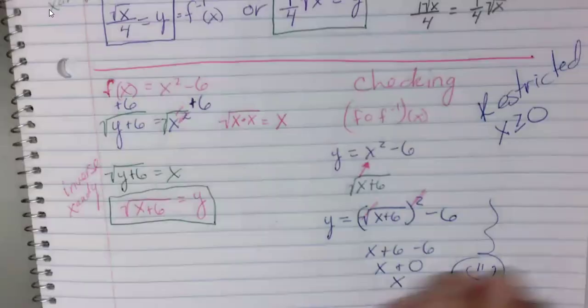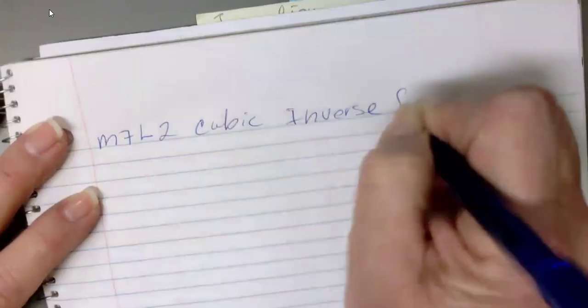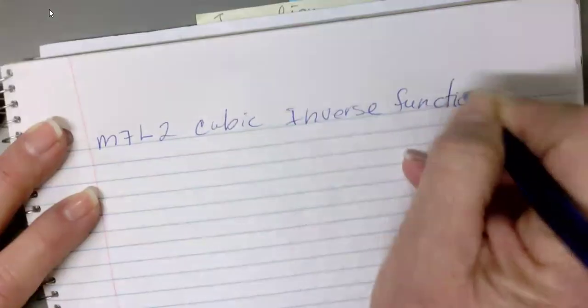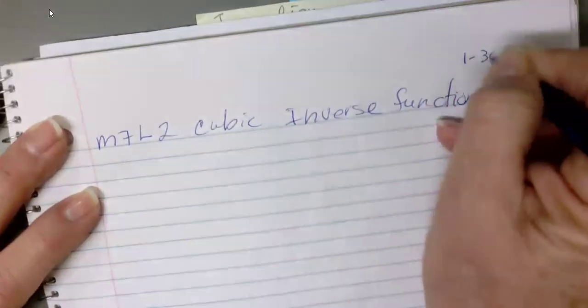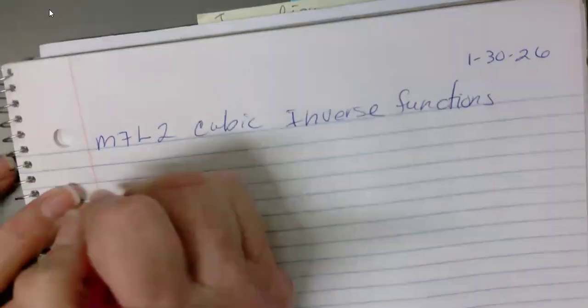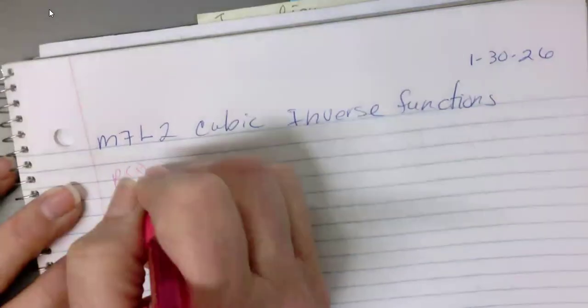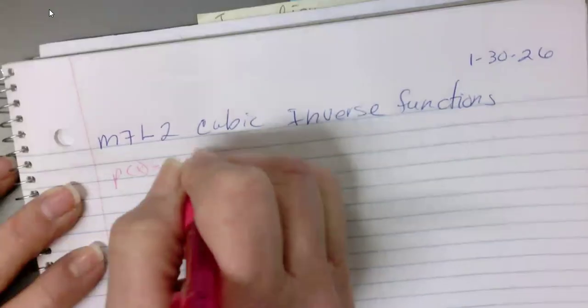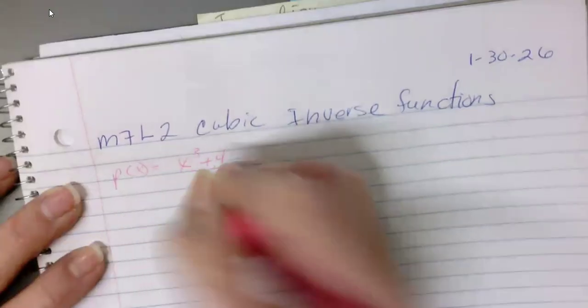So that was for a quadratic. What if we had a cubic function, right? So let's do Module 7, Lesson 2, cubic inverse functions. And our example is going to be p of x equals x cubed plus 4.